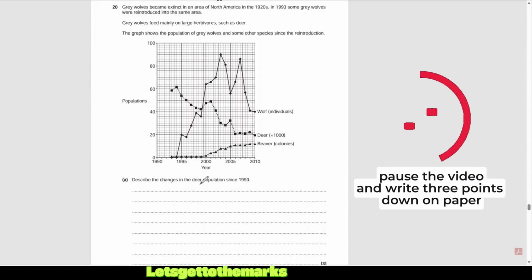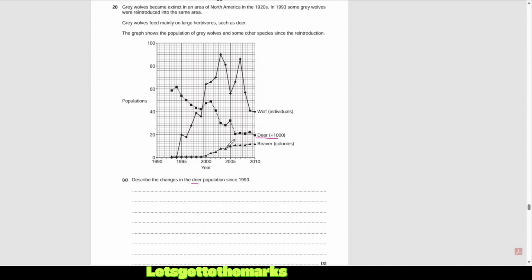So we want to describe the changes in the deer population. It's only a description. We don't need an explanation talking about resources or lack of predation and all of that. That's explanation. We just need to describe this line right here. That's the deer population, obviously times 1,000. So we're looking at 60,000 roughly at the start. What's the overall trend? You can see that yourself.